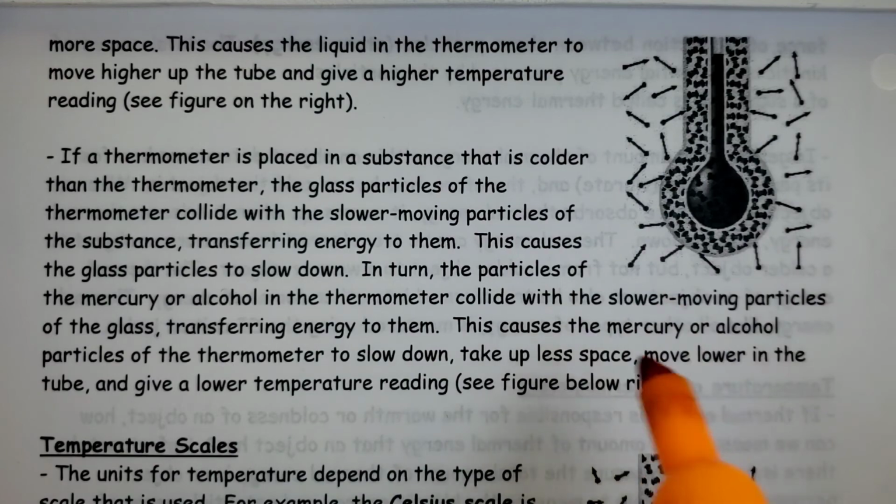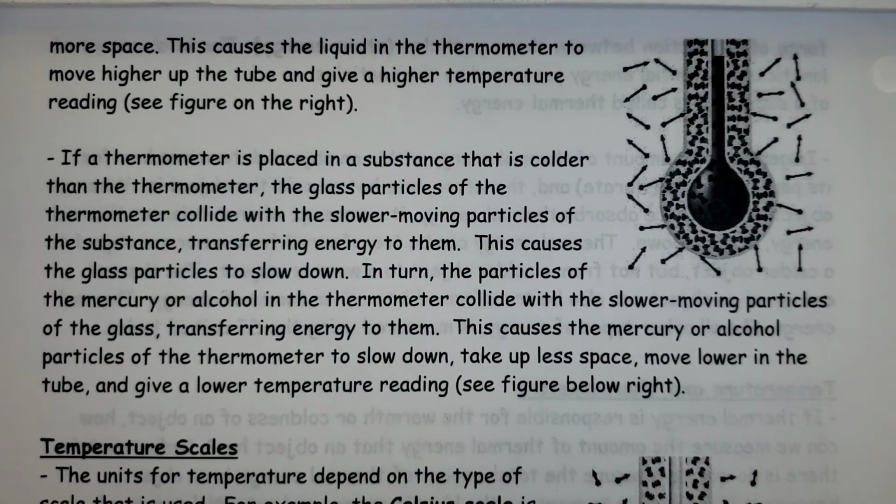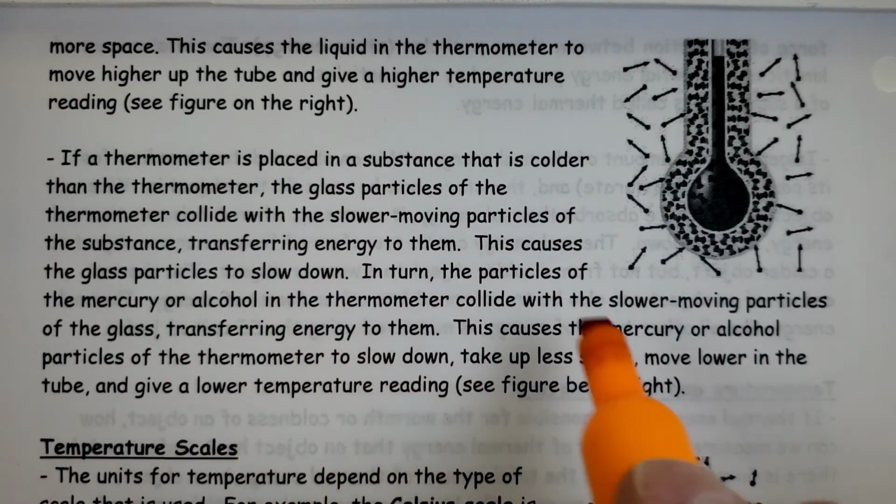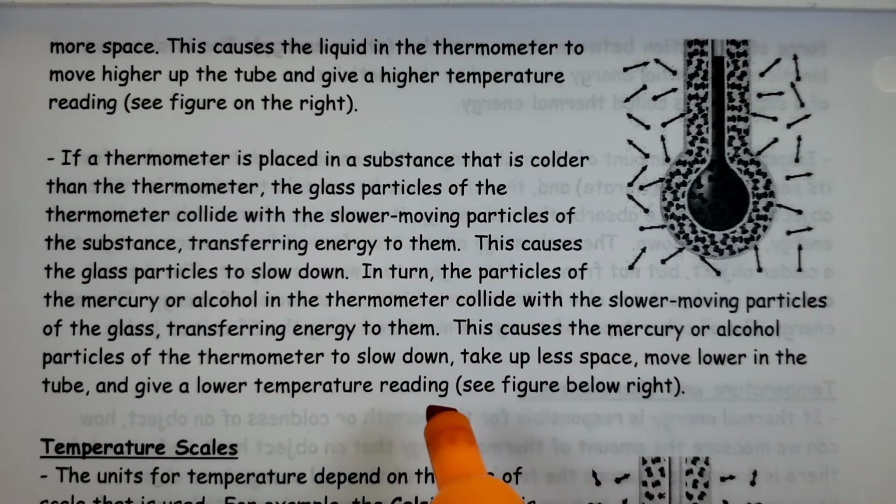just like over there. Okay, I think we'll stop that video for over 10 minutes, and then in part 2 we'll look at how it works if the thermometer is placed in the colder area, and we'll look at the rest of this section.